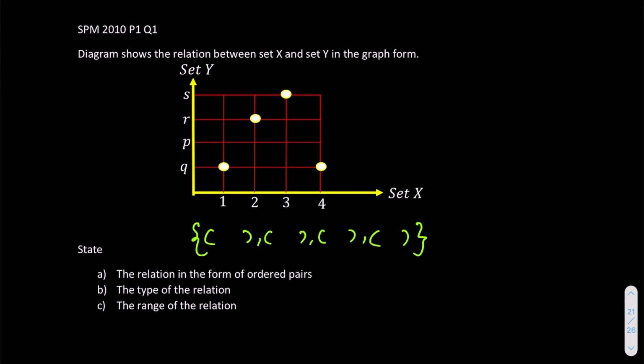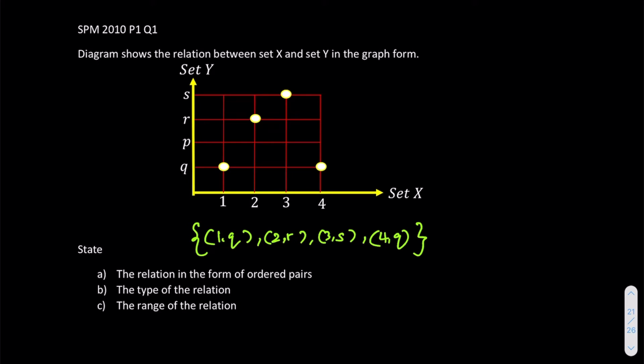So we look at the first one first, 1q. The first one is 1q. The second one is 2r, so I write down 2r. Next one, 3s, and so on. 4q is the last one. So this is how we write in terms of ordered pairs. Just remember, open our set and each of the pairings is in coordinate form.